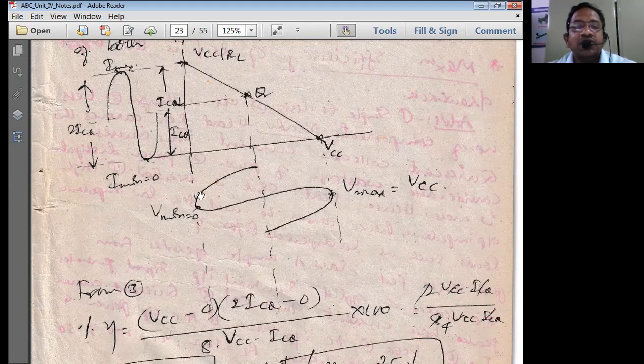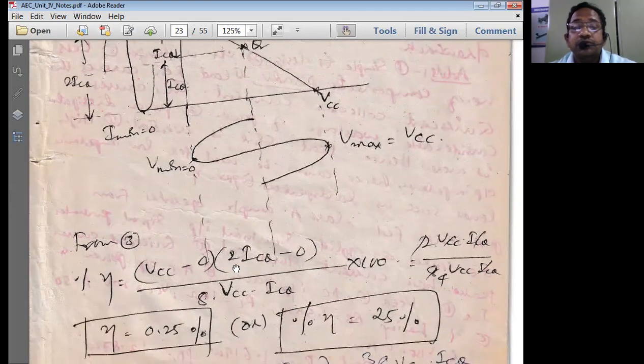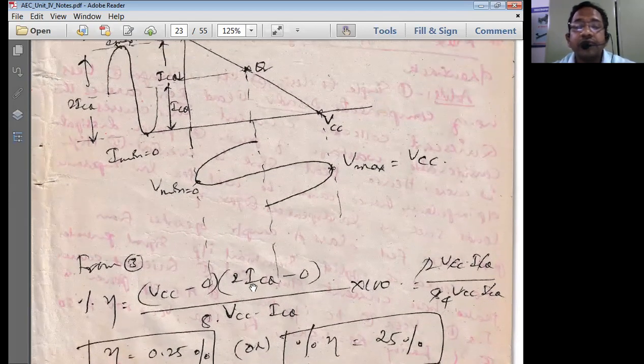Now what about the peak to peak value of the voltage swing? It is 2 times VCC. This is going to be VCC from 0. It will go up to VCC maximum. The current is going to be 2 times ICQ. See, this is important for doing problems. So you should analyze the circuit mathematically.